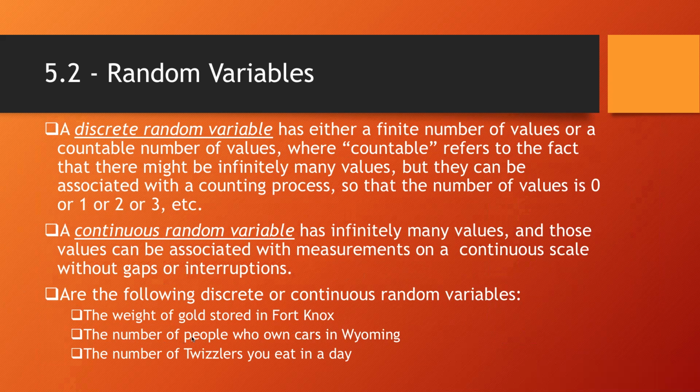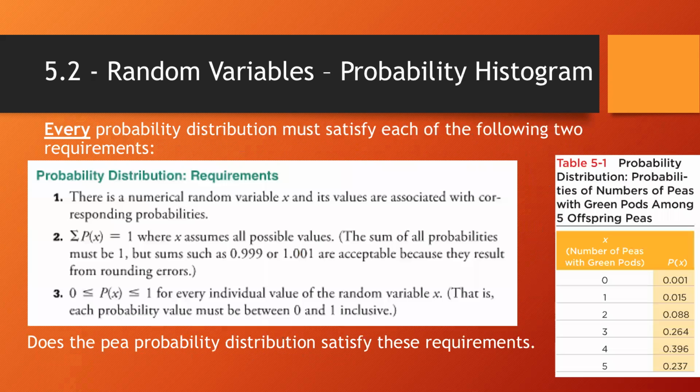The number of people who own cars in Wyoming, that would be discrete, yes. And the number of Twizzlers you eat in a day would be discrete. But if I said the amount of poundage of Twizzlers you eat in a day, which sounds hilarious, that would be continuous, okay? So think whole numbers, usually going to be a discrete random variable. Think where you could have fractional units. You can think weight, basically on an infinite scale or continuous scale.